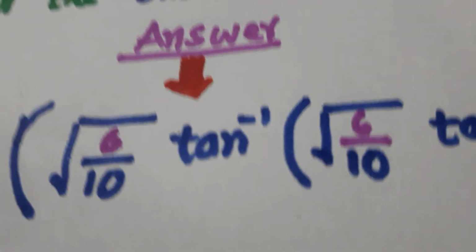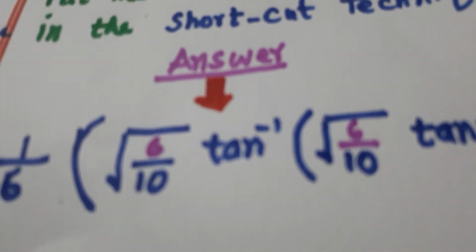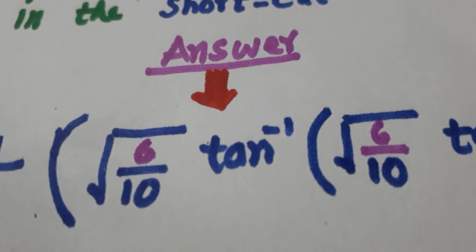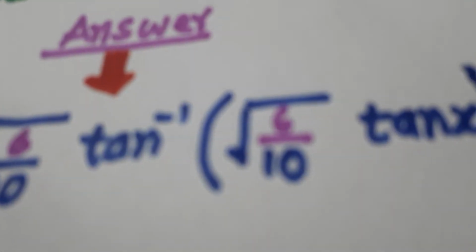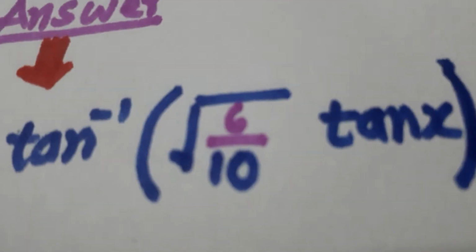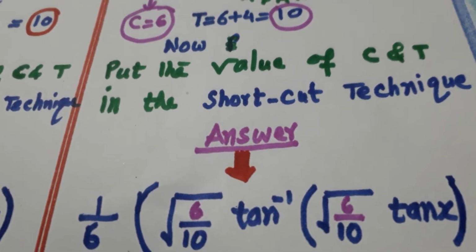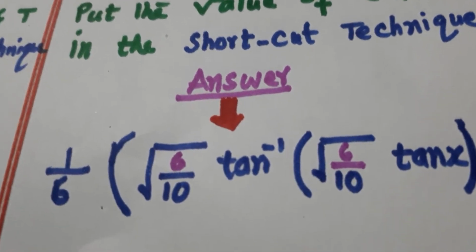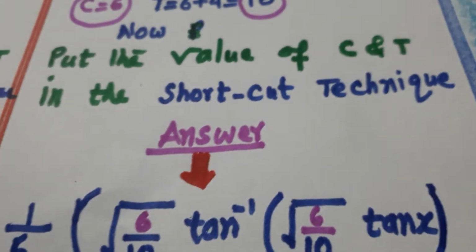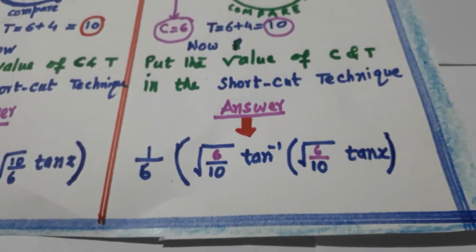So, it is very simple. First of all, you have to write C over T in the square root, then write tan inverse. Again you have to write 6 over 10 square root, write now tan x. So in one place you have to write tan inverse, in other case you have to write tan x. Only C by T has to be written in their front. So it is very easy to remember, hence the question will be done very easily. So let us move to the next one.